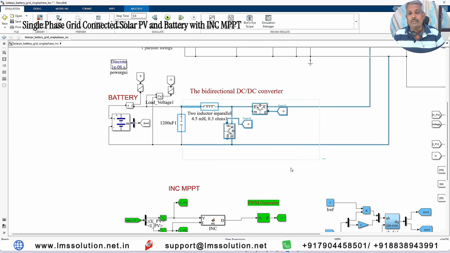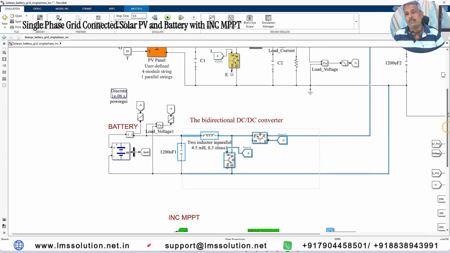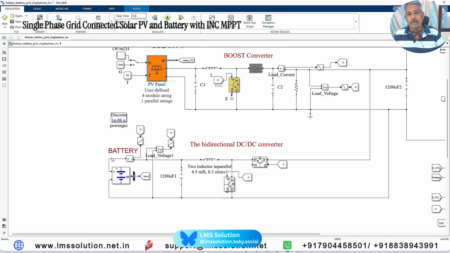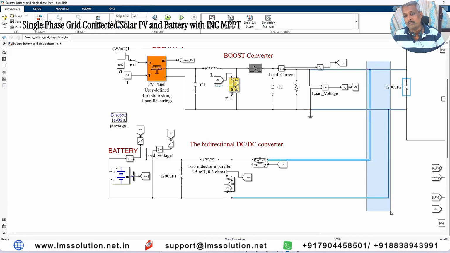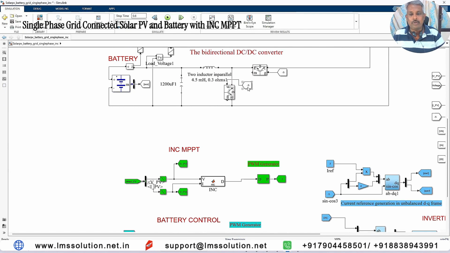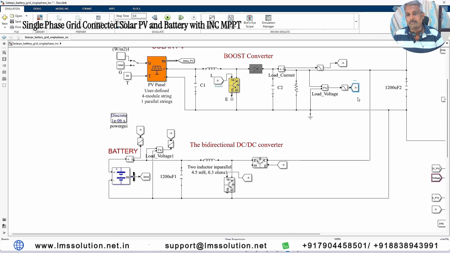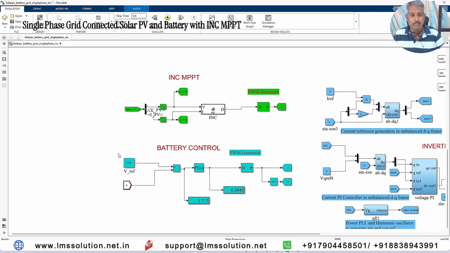Why we need to control with the voltage control method: the PV and the battery are both connected to the common DC bus, through the boost converter and the bidirectional converter. So we need a strong DC bus, and only then can we exchange power between PV and battery, PV and grid side, and PV and load side. So we need to maintain the DC bus constant always. For that only, the bidirectional converter is controlled by means of the voltage control method. For that we are going to measure this DC-link voltage, which will be compared with the reference voltage.